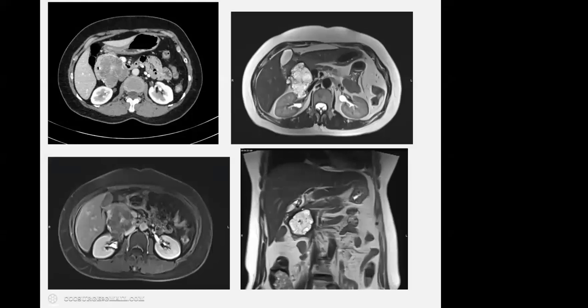Here, I think it's pancreas. Absolutely, this is liver. Right, well done. This is the pancreas, absolutely, it is outside the liver. So this is the liver, right? Yes, sir. So there is a mass here.